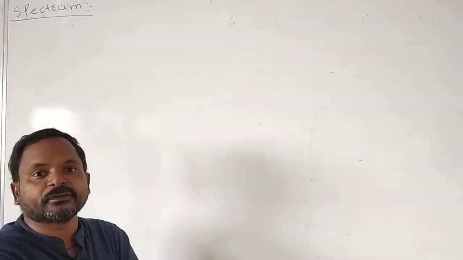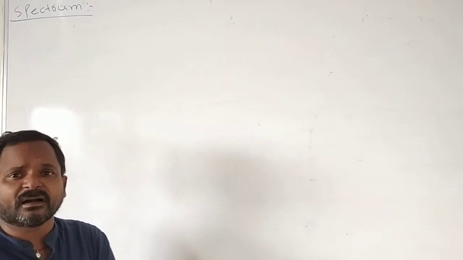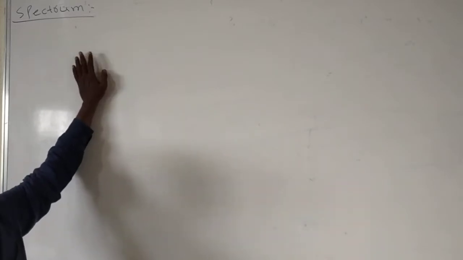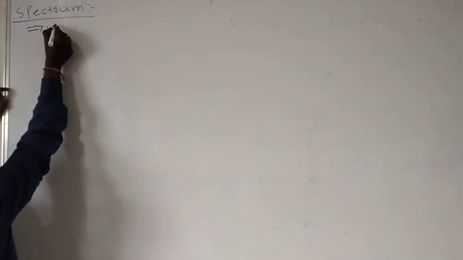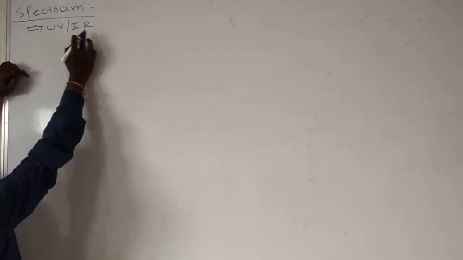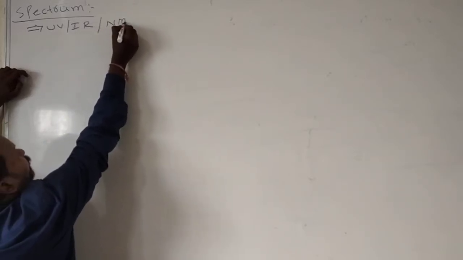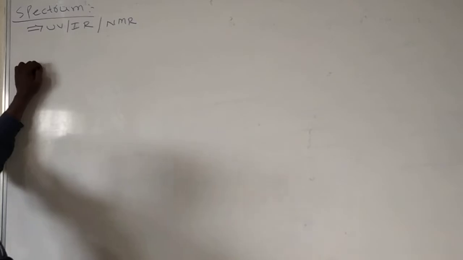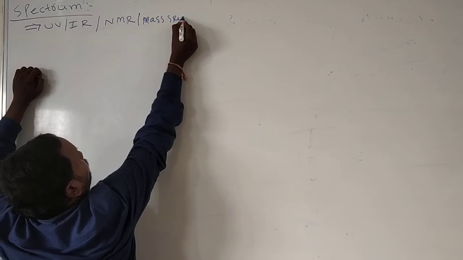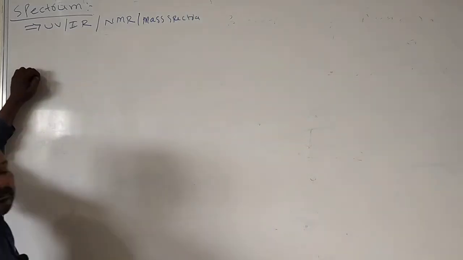Okay, here the spectrum is used for the identification of elements and identification of organic molecules. In chemistry, so many spectra are there. UV spectra is there, IR spectra is there. UV means ultraviolet spectra, IR spectra, NMR spectra, nuclear magnetic resonance spectra. Along with that, mass spectra. We have different types of spectra.